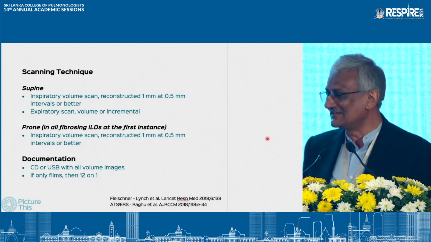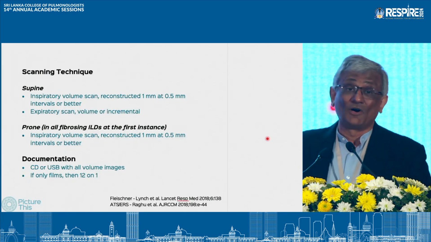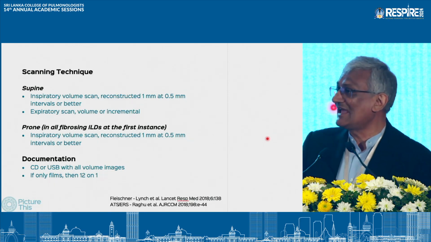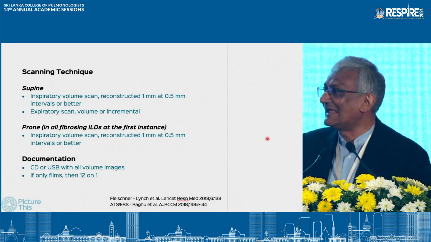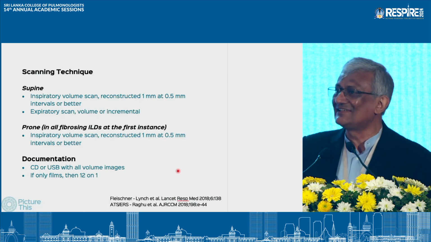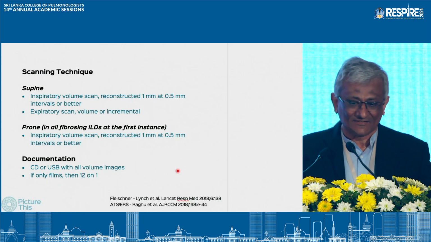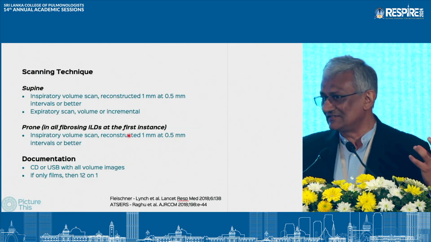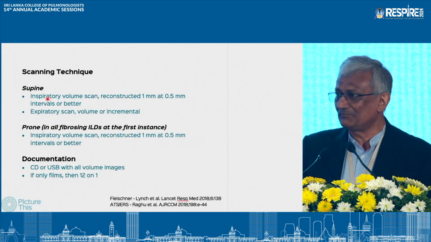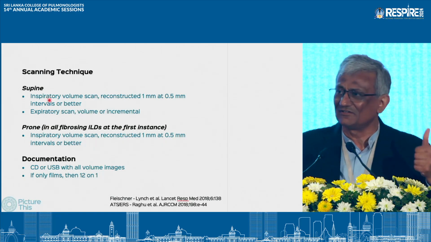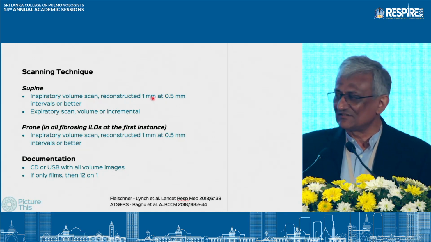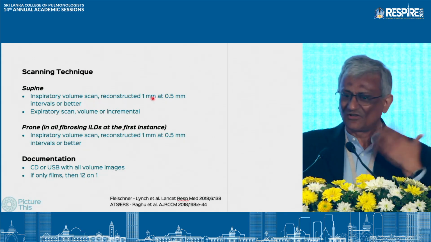But none of this is possible in terms of interpretation if we do not have high-quality scans. And both ATS, ERS, and Fleischner Society have laid down some guidelines. And all diffuse lung diseases, irrespective, need to have an inspiratory-expiratory pair. So you need one high-quality volume inspiratory scan, 1 millimeter reconstructed at 0.5 millimeter intervals or thinner.